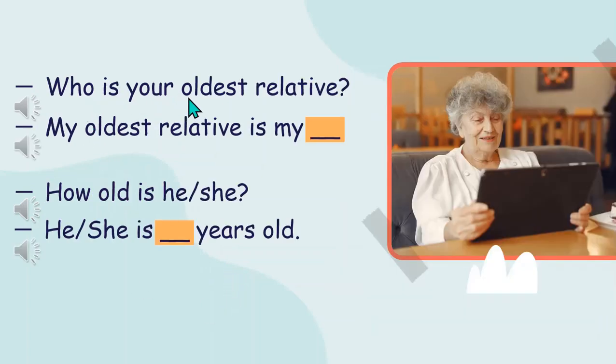Okay, so who is your oldest relative? So they have to think about that. Could be their grandma, grandpa. And depending on the answer, how old is the grandma? So how old is she? And she is 90 years old. Okay, they don't have to be exact. They can just guess.